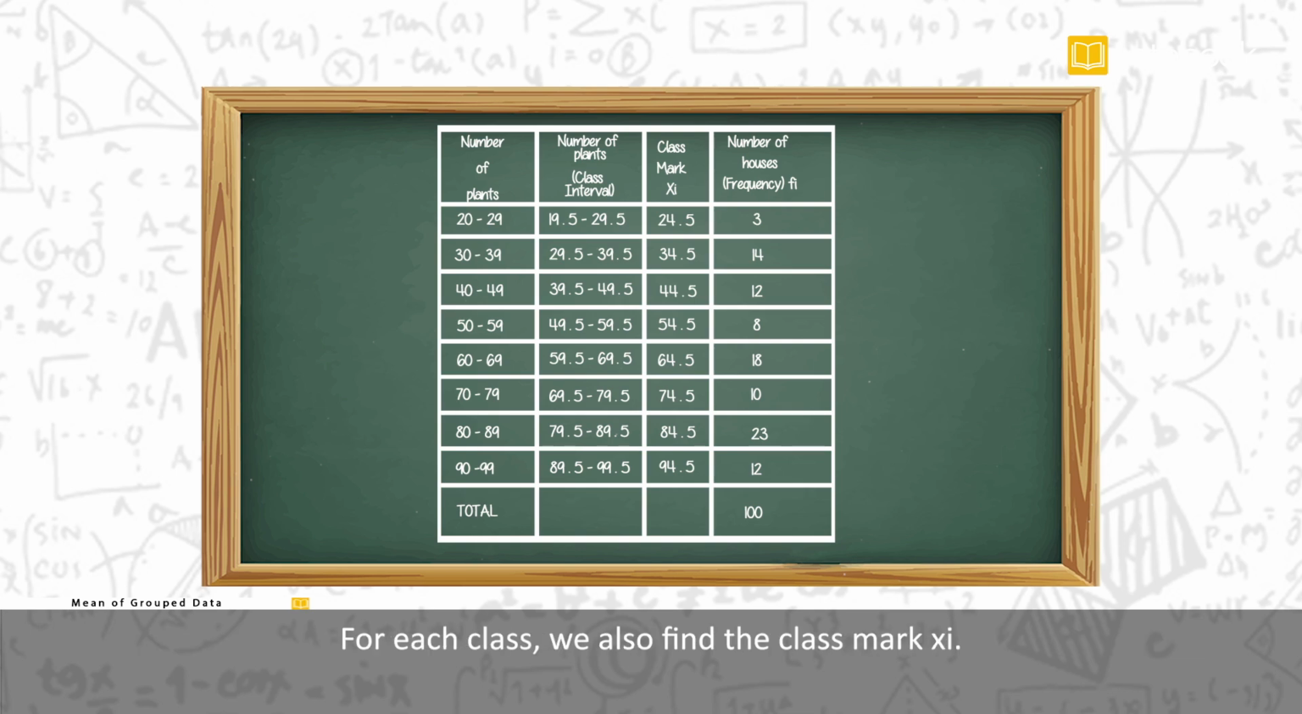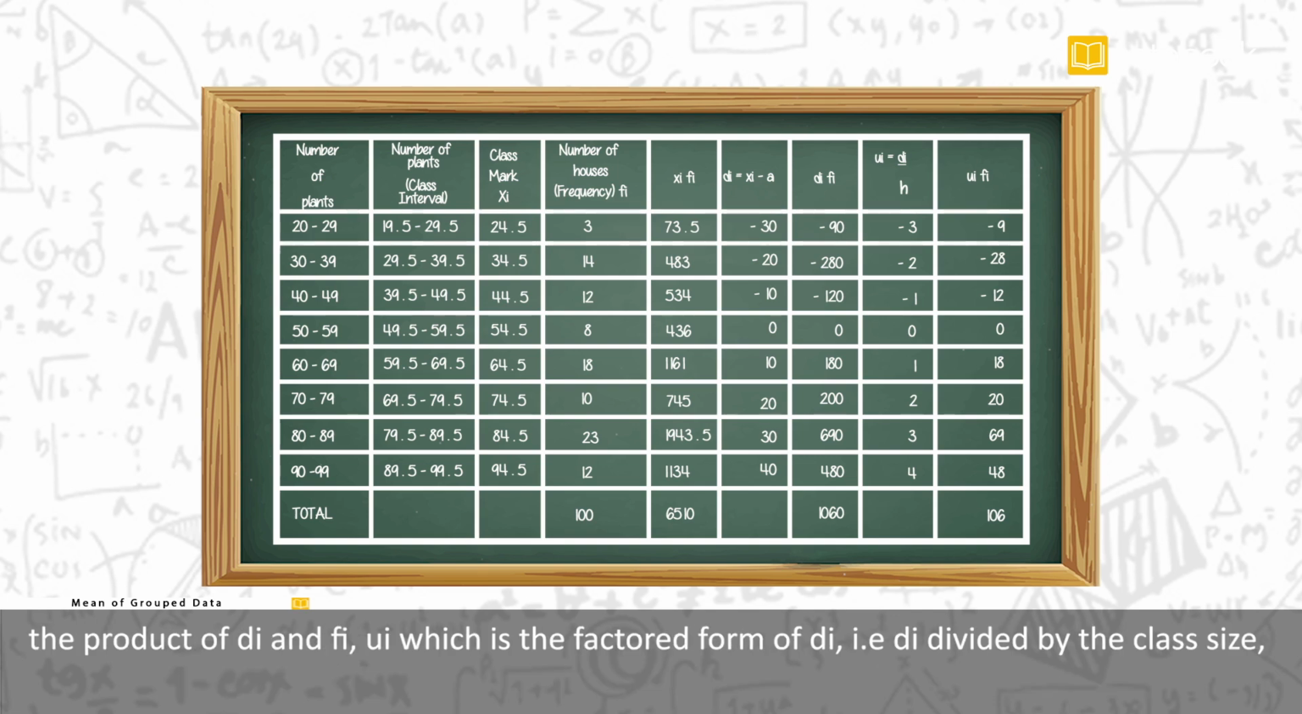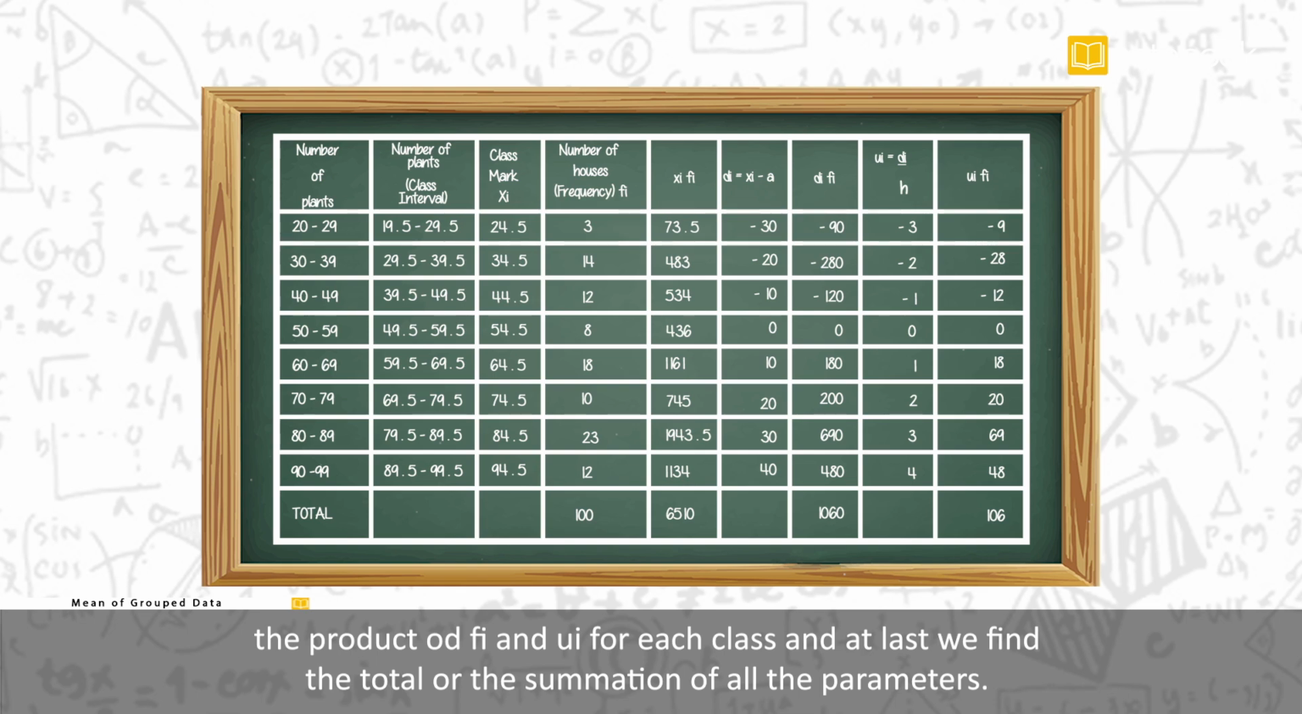For each class, we also find the class mark Xi. We extend the number of columns in the table to find the product of Xi and Fi; Di, which is the difference between each class mark and an assumed mean; the product of Di and Fi; Ui, which is the factored form of Di, that is, Di divided by the class size; the product of Fi and Ui for each class; and at last we find the total or the summation of all the parameters.